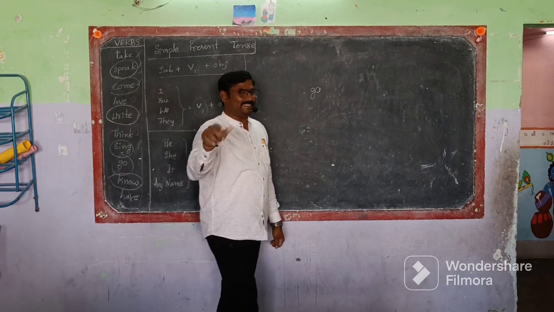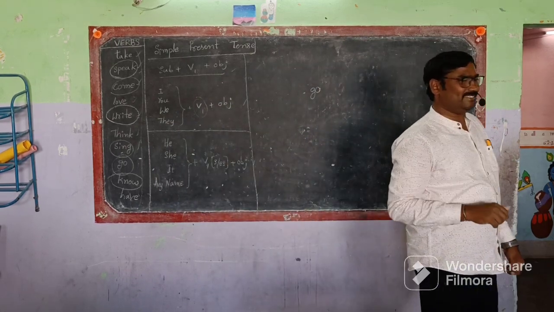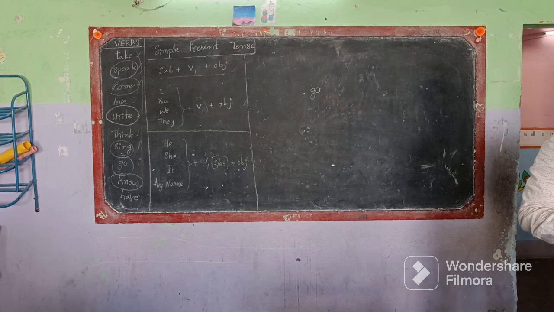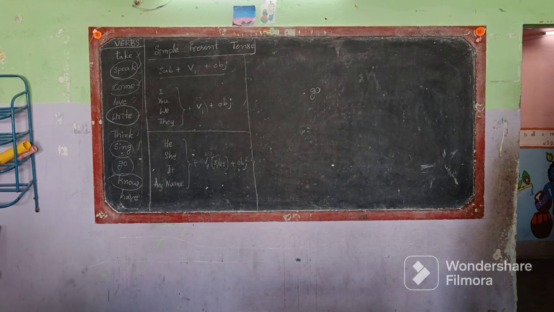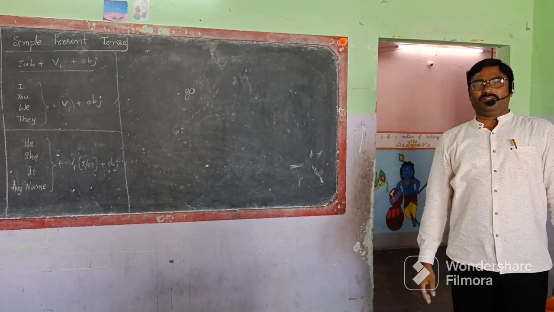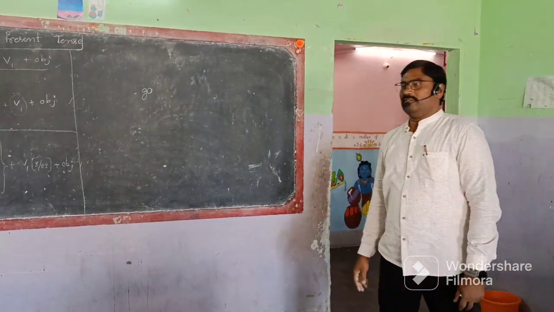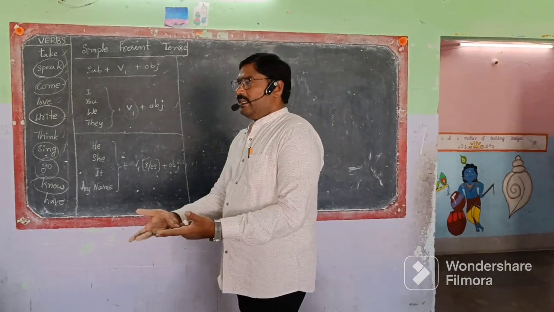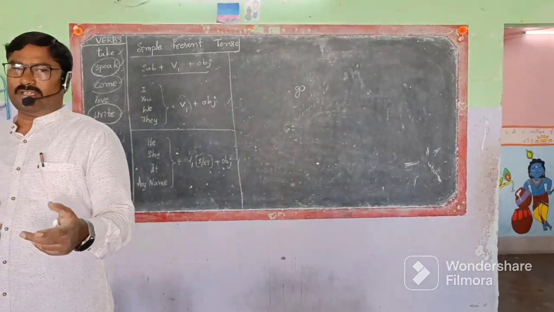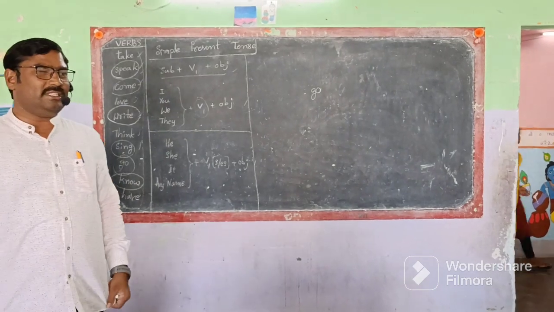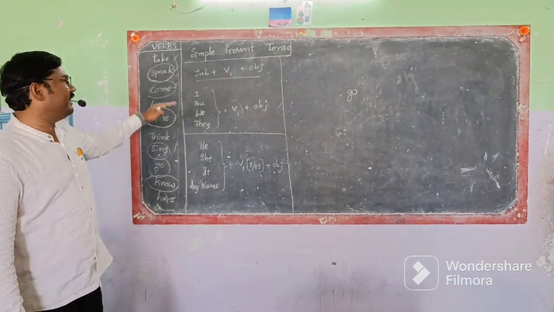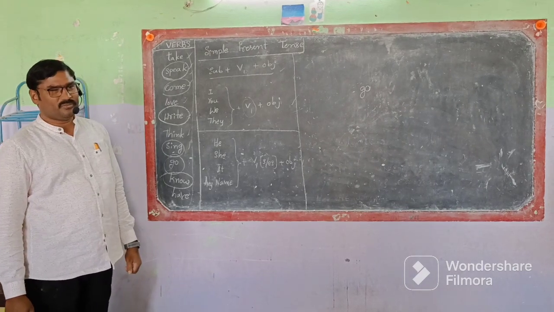So where does the sun rise? The sun rises in the east. Where does the sun set? The sun sets in the west. So it cannot be changed. It is universal truth. Naturally which happens, it is in the nature and it is universal truth. So all these universal truths are used in simple present tense.